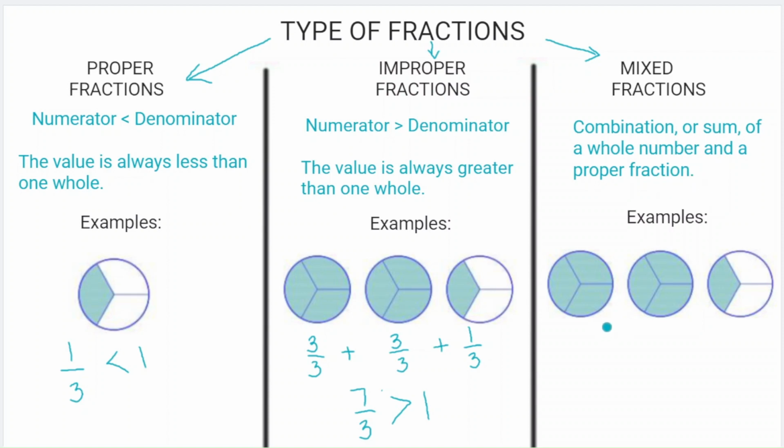Now let's see how to write this image in terms of fraction. So this is one whole, this is the second whole, plus one third of this circle. So I can write this as 2 1 over 3, where 2 represents two wholes and one third of the next image. So 2 plus 1 over 3, 2 1/3, is a mixed fraction.